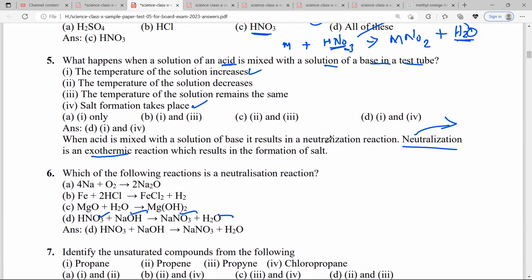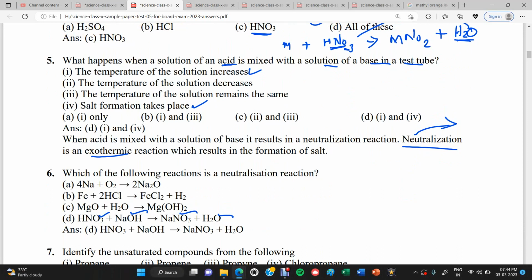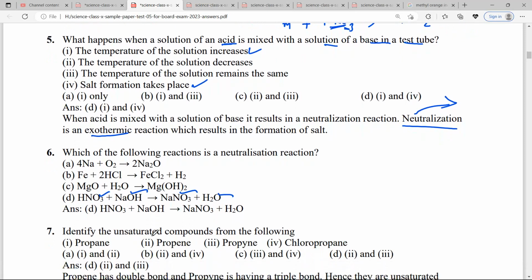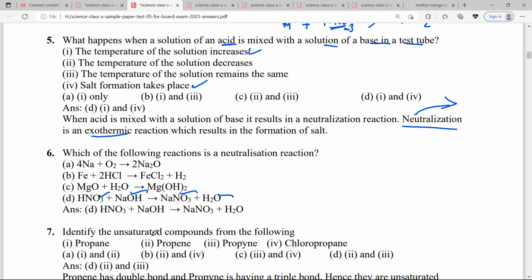Identify the unsaturated compounds from the following. Unsaturated means there should be a double or triple bond. Propyne has a triple bond, and propene also has a double bond. Propane does not. So the answer is option D, 2 and 3. Propyne and propene are the unsaturated compounds.